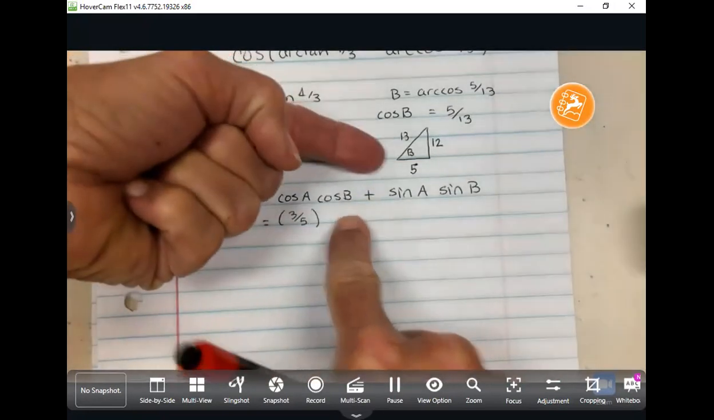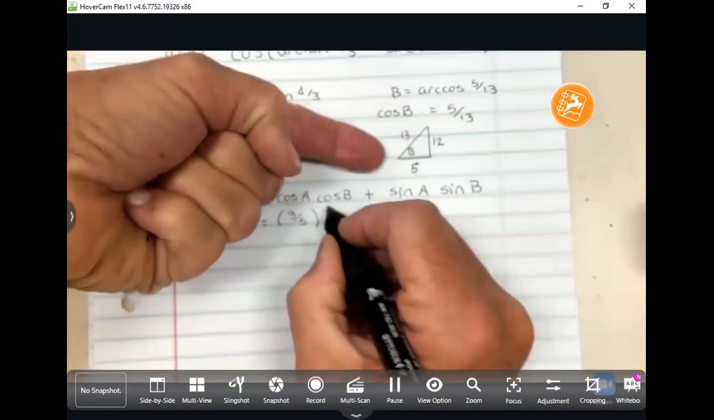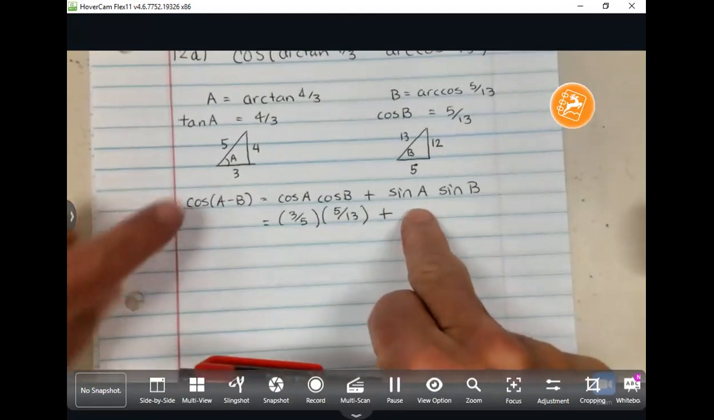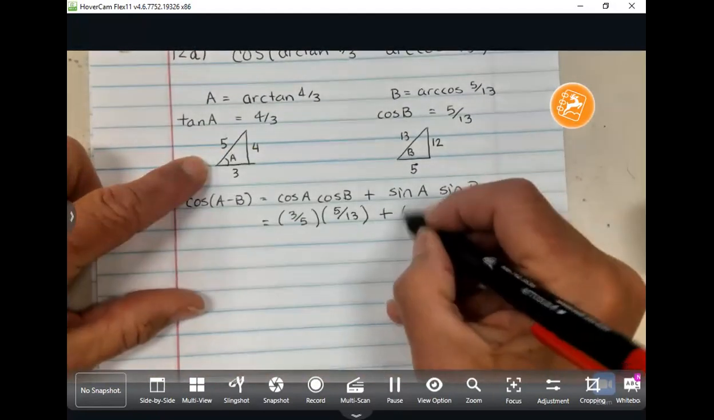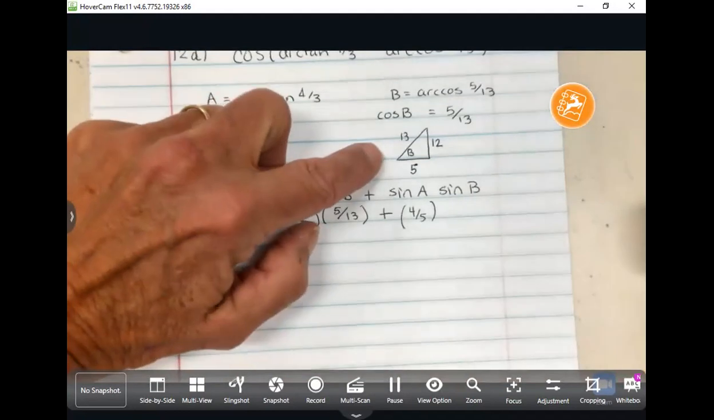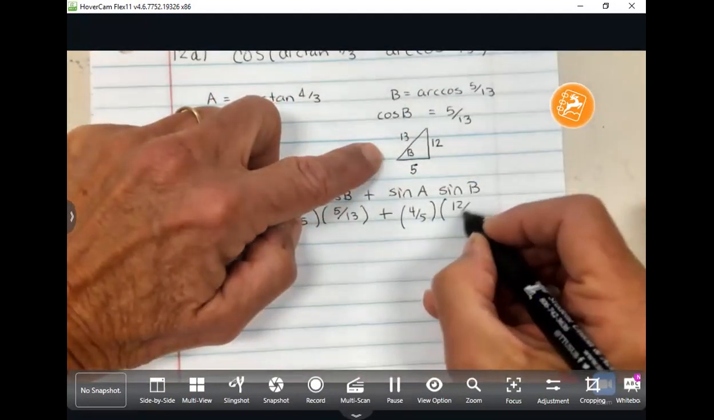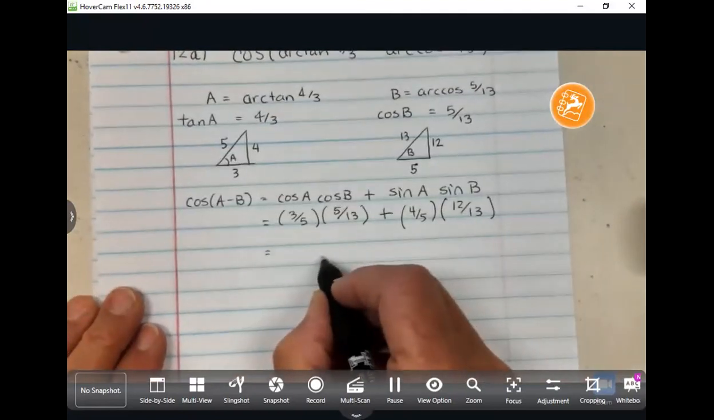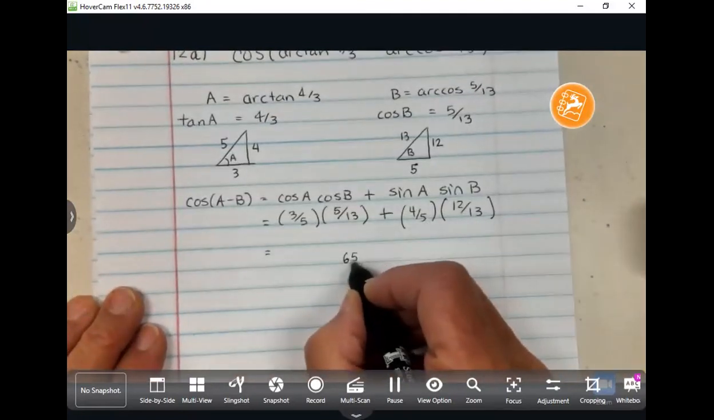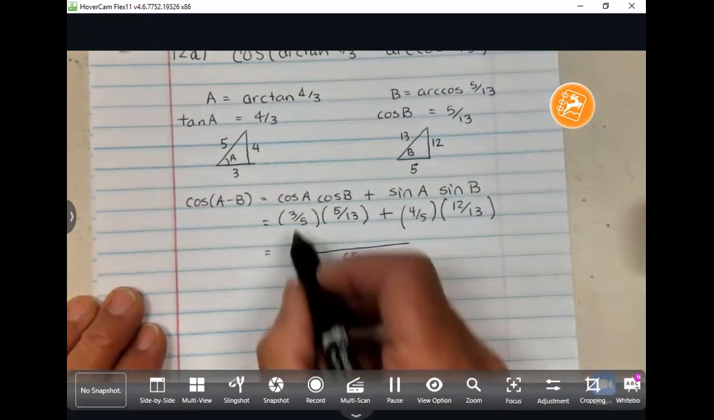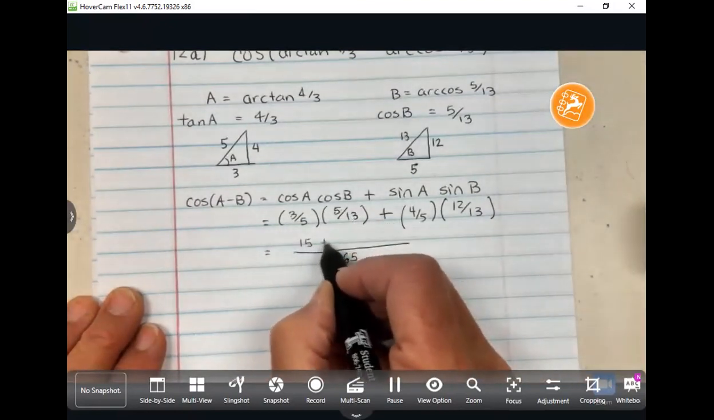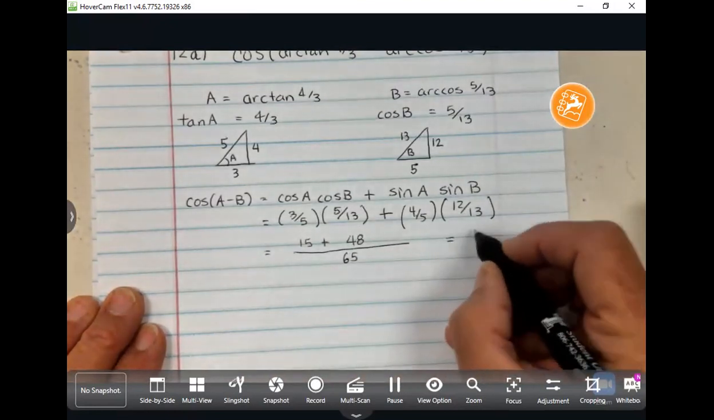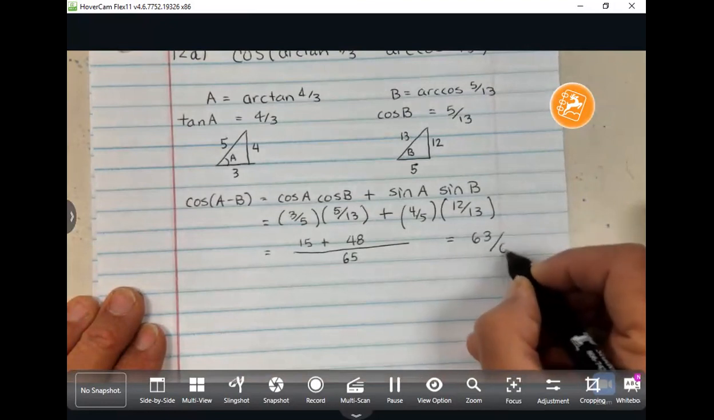For the next one, I move over here. The cosine of that is 5/13. The sine of angle A is 4/5. And the sine of angle B is 12/13. 5 times 13 is 65. Both of these have a 65 on the bottom. So let's kind of shortcut it. 3 times 5 is 15. 4 times 12 is 48. 15 plus 48 is 63.